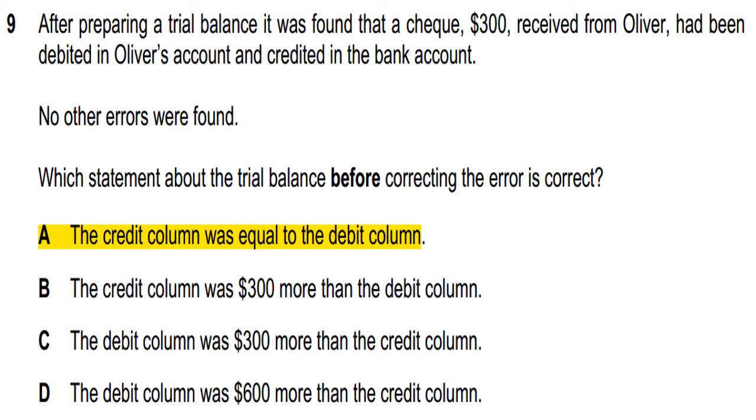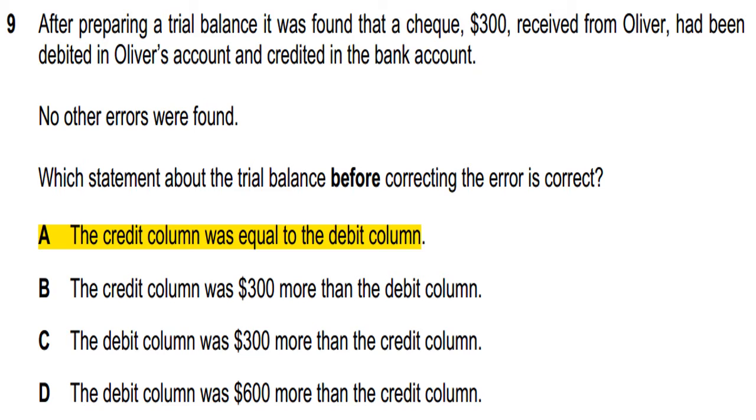And number 9 is, after preparing a trial balance, it was found that a check of $300 received from Oliver had been debited in Oliver's account and credited in the bank account. No other errors were found. Which statement about the trial balance before correcting the error is correct? Option A is correct. The credit column was equal to the debit balance.